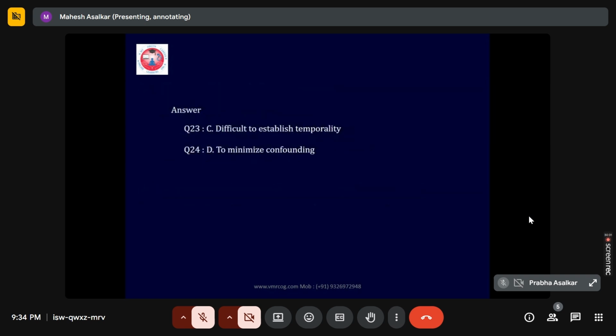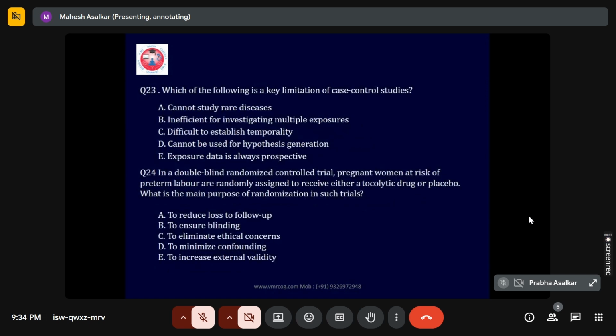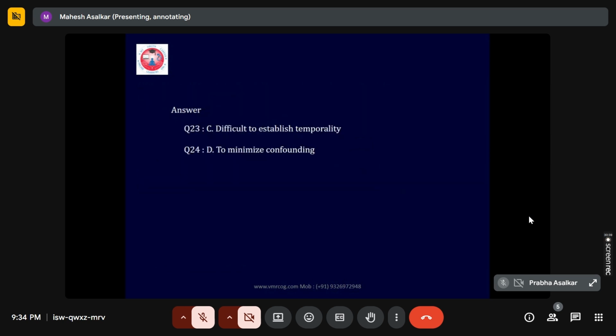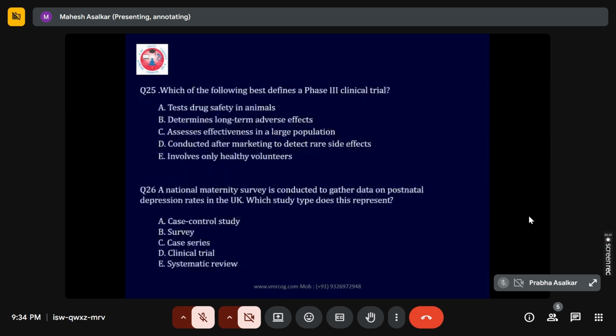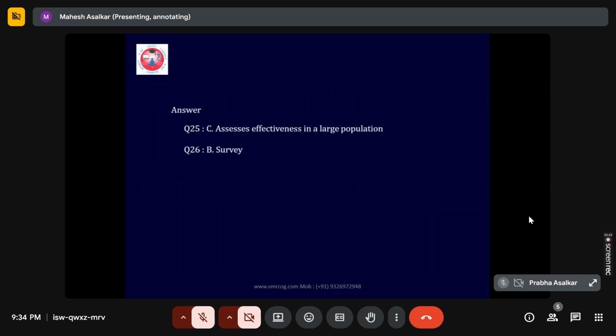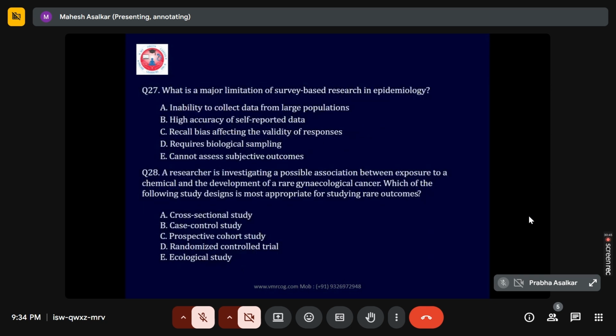So these two, 23 was the difficulty to establish temporality with the case control study, and question number 24 was to minimize the confounding. So these two questions also we have seen. Next two questions. Question 27. What is a limitation of survey-based research in epidemiology?